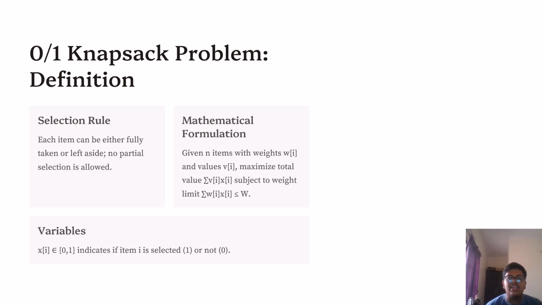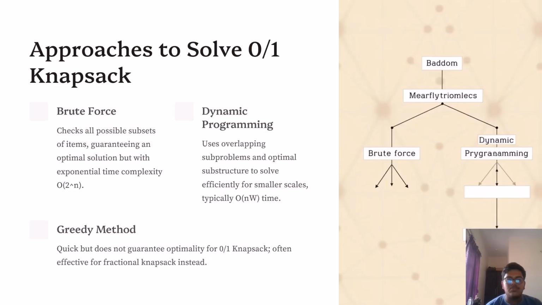Mathematical formulation. Given n items with weight w_i and value v_i, maximize the total value, summation of v_i x_i, subject to the weight limit, where the summation of w_i x_i is less than or equal to W. Variables: x_i belongs to {0, 1} indicates whether the item i is selected (1) or not.